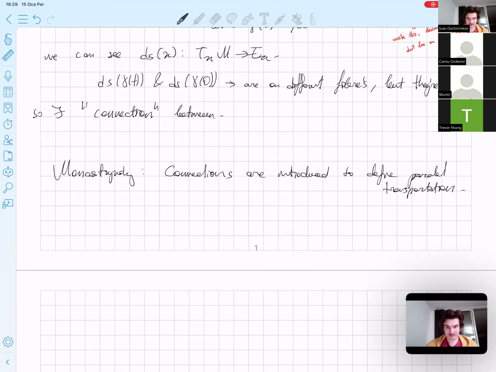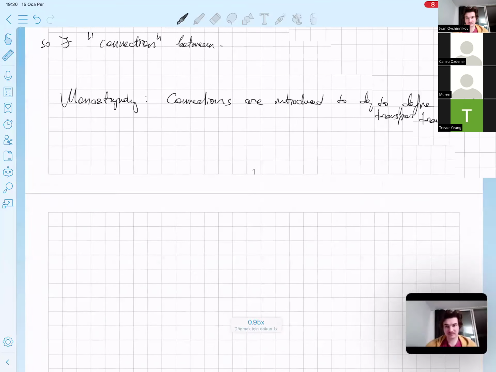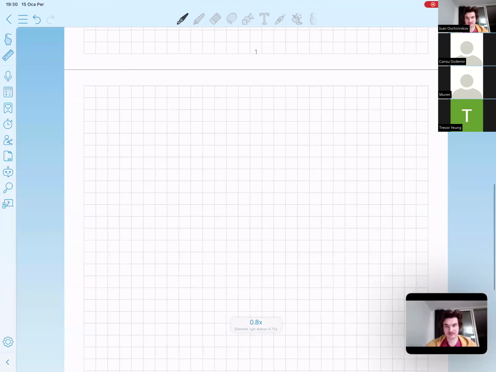Since it's already been 15 minutes, I'm going to skip some parts here, which was basically just another point of view. Maybe we'll come back to it later. Let's look at some examples. So what do we want for parallel transportation?